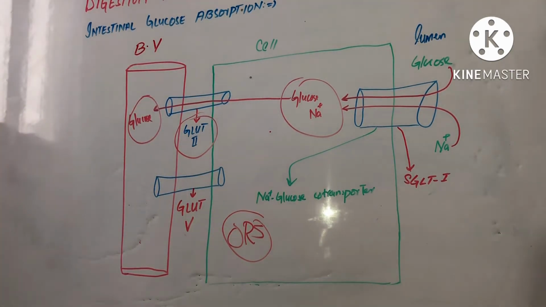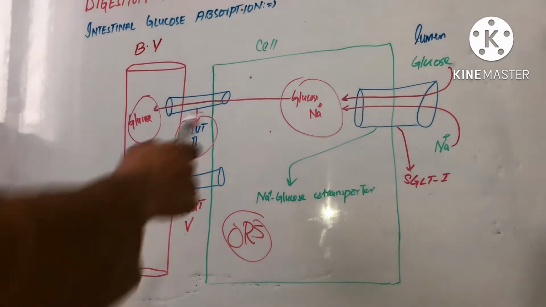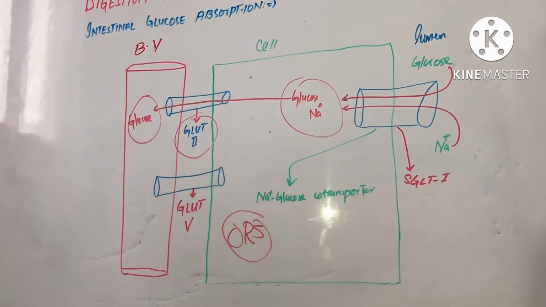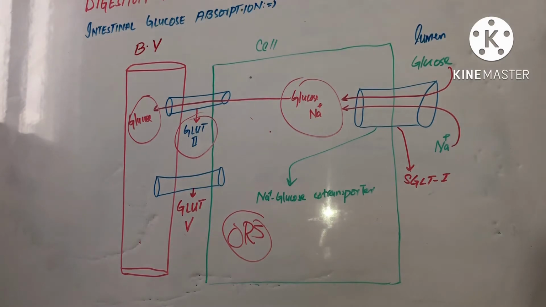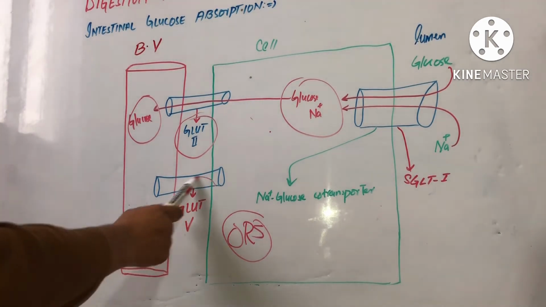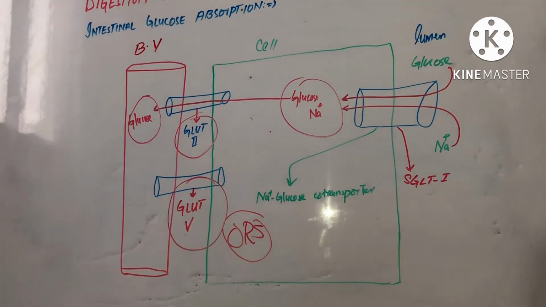The diffusion is facilitated diffusion. It requires energy to bring this glucose from inside the cell to the blood vessels. So along with the glucose we also discuss the fructose. Fructose is absorbed by the GLUT5. GLUT5 is responsible for the absorption of the fructose.